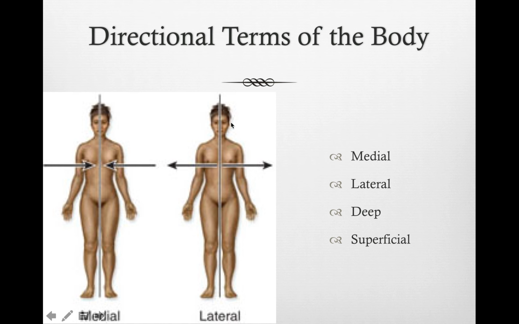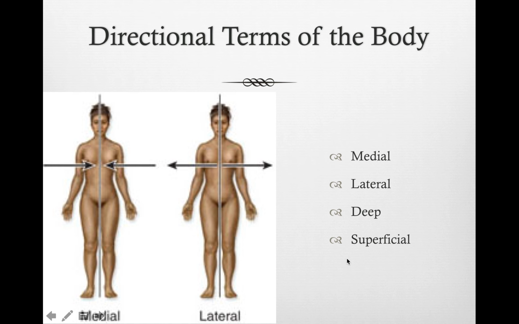And in the same respect, you could use an exact different analogy here. This woman's shoulders are lateral relative to her eyes. Right? So something closer to the sides of the body is considered to be lateral. Deep and superficial are a bit more complicated.